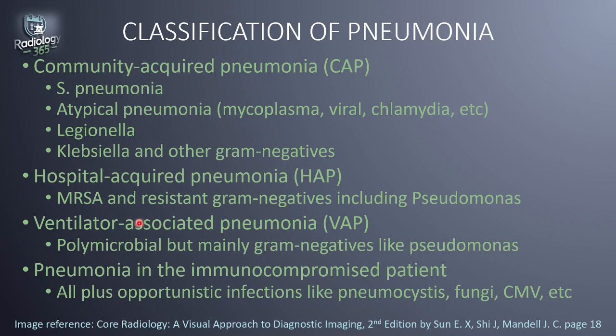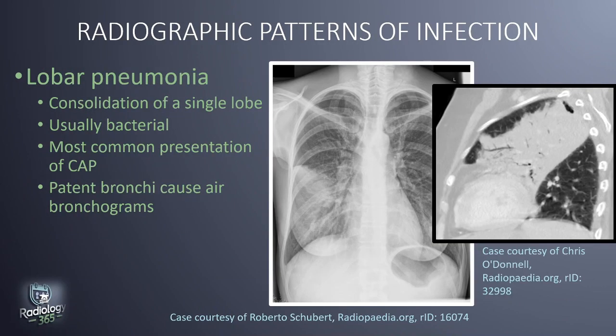Acinetobacter. Pneumonia in the immunocompromised patient includes all of the above pathogens, but opportunistic infections including pneumocystis, fungi such as Aspergillus, and some viruses like CMV are all causative organisms, and they can be seen in immunocompromised patients. That's why they are opportunistic. Now to the radiographic patterns of lung infection.